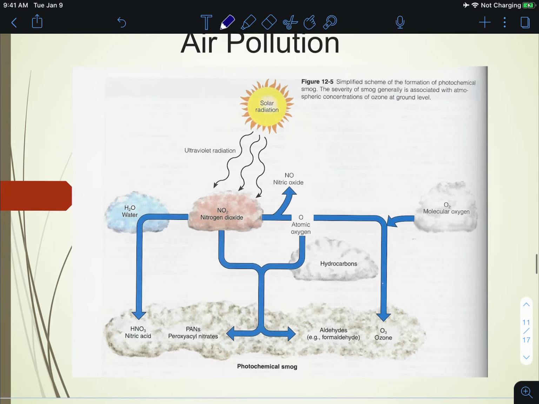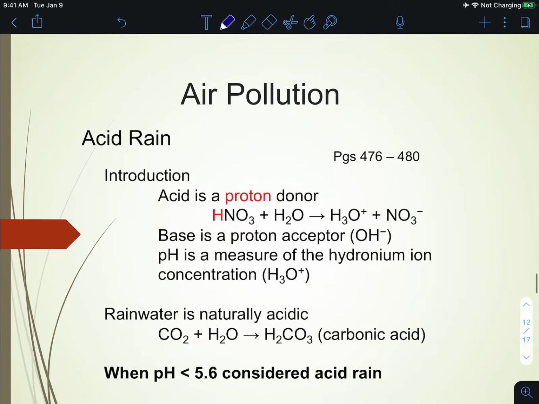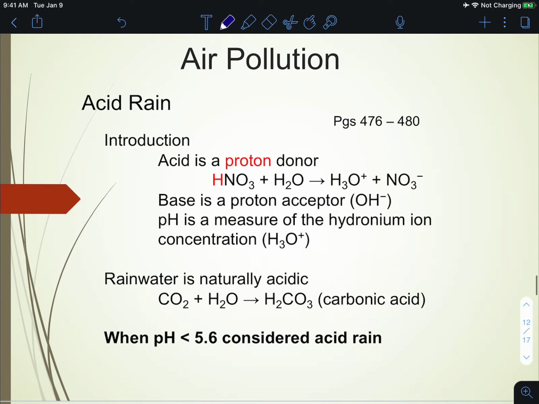And here's one right here. There's some of your hydrocarbons. There's your aldehydes. There's your peroxyacetyl nitrate compounds. This becomes basically like a photochemical soup of noxious compounds. That's why it's not good to jog at rush hour times. You're breathing a lot of this stuff. Ultimately, one of the things that can come about too is acid rain.